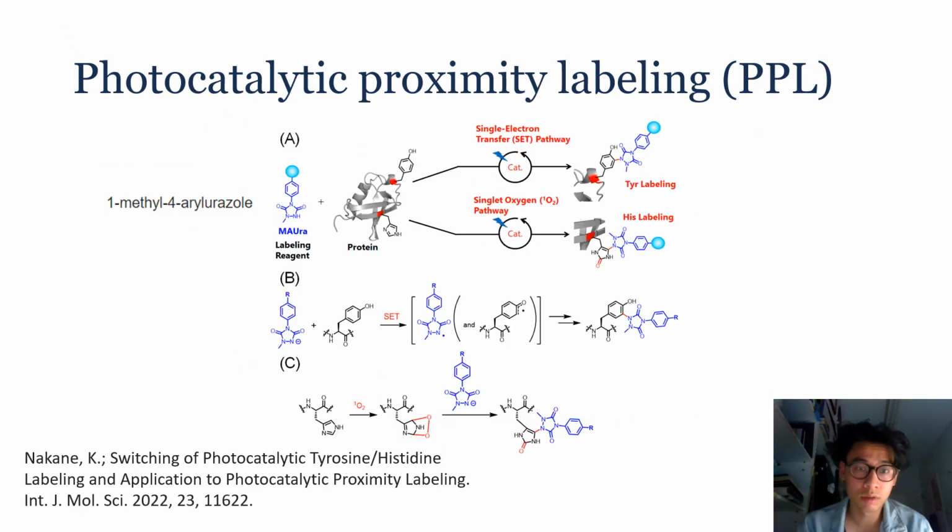Then let's talk about this article. This method, photocatalytic proximity labeling, uses photocatalysis in the proximity labeling method. It has a more precise effective range than the previous one, about 6 nanometers. First, the lab made a compound called MAUI, which can label the protein with the help of a photocatalyst. There are two different reactions to label the protein: the single electron transfer pathway, which labels tyrosine, and the singlet oxygen pathway, which labels histidine.